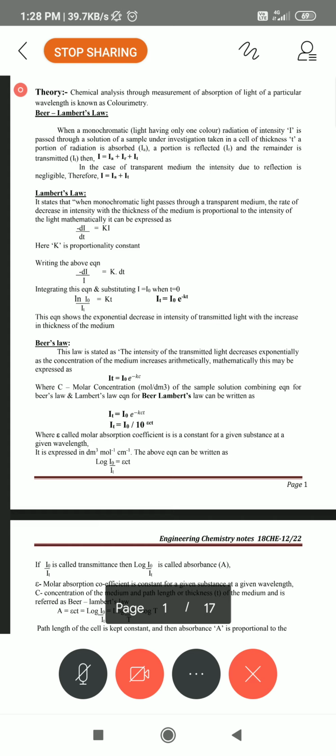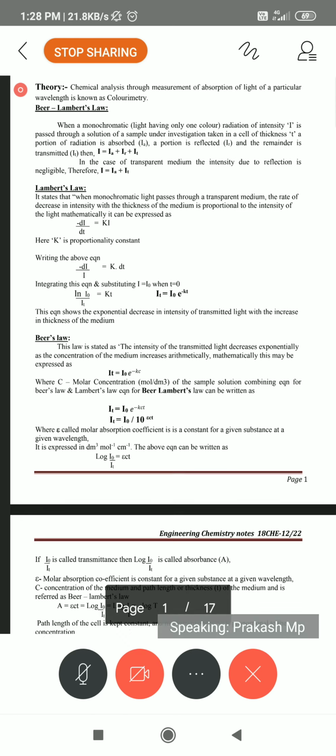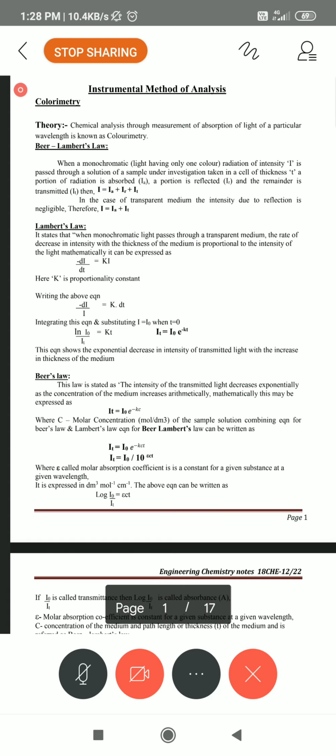I is equal to IA, which is absorbance, plus IR, which is radiations, and the last one is IT, meaning transmittance. Usually, if we take any equipment or glassware that is 100% transparent, there is no absorbance, no radiation, no reflection. So we can write it as I is equal to IA plus IT.